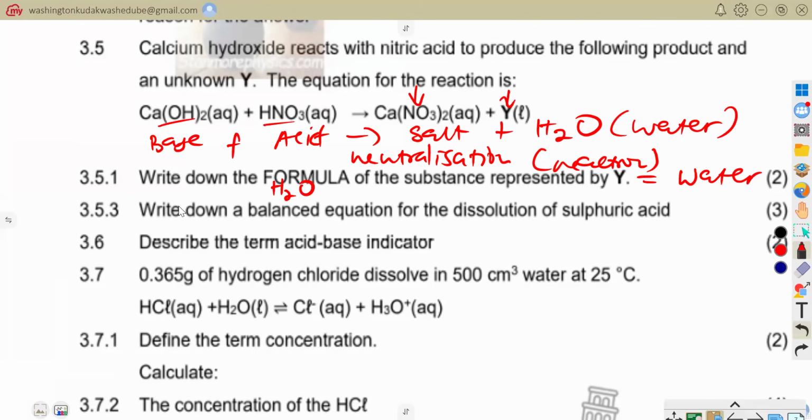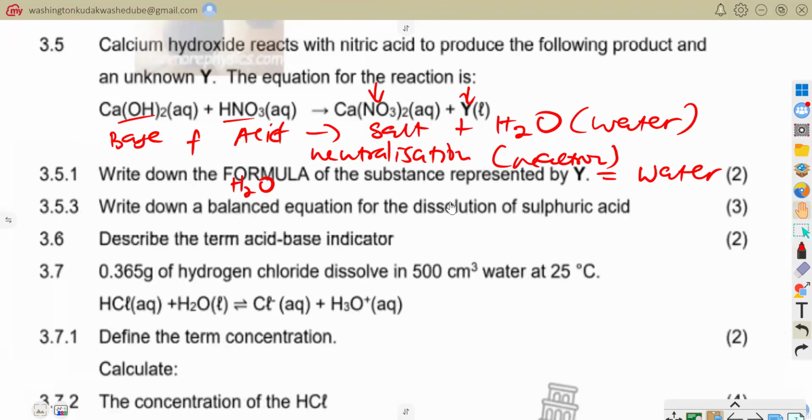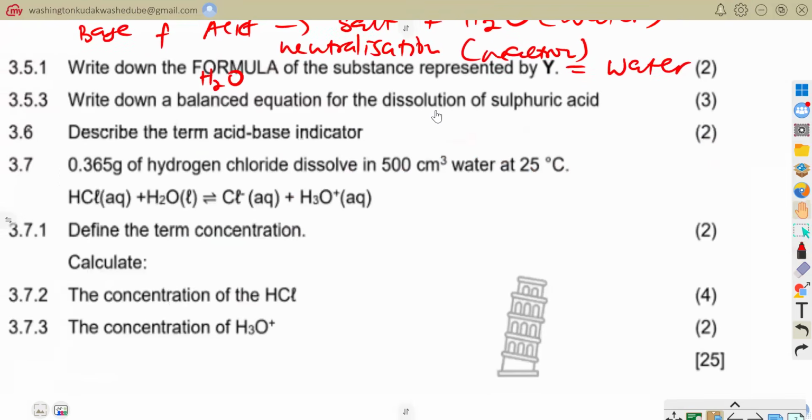Now they are saying write down a balanced equation for the dissolution of sulfuric acid. A balanced equation for the dissolution of sulfuric acid. How does sulfuric acid dissolve?